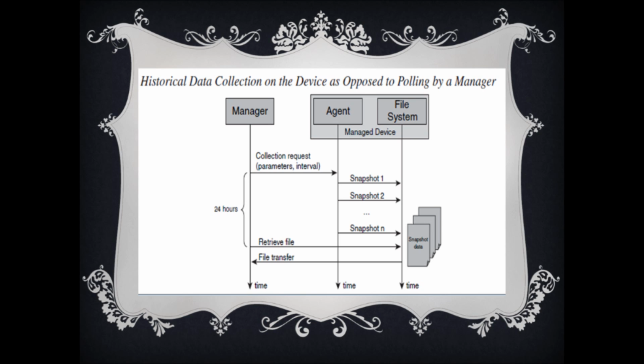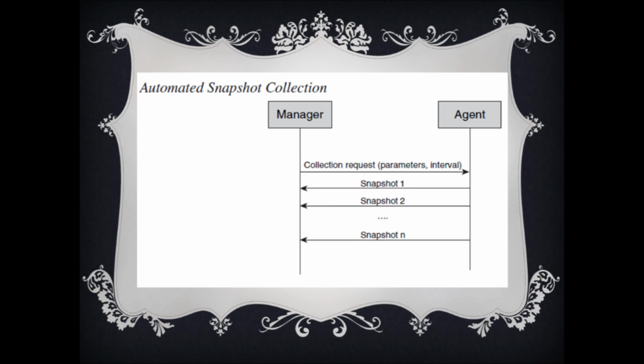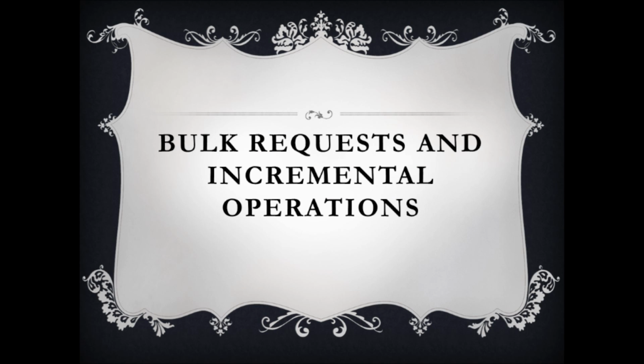Bulk requests and incremental operations. There are two options for the granularity of the request. The first option is to simply ask for a specific piece of management information. In a variation, several items can be retrieved in the same request but still need to be called out explicitly. In this case, not every piece of management information is separately named.